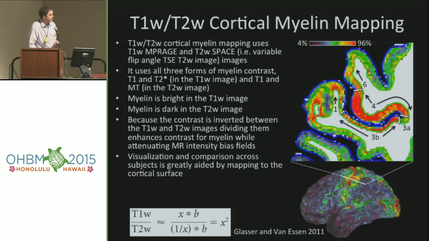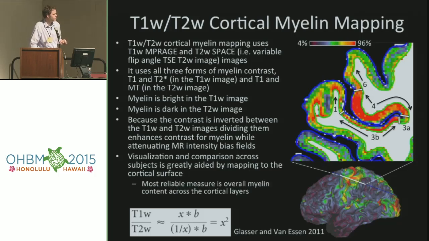So we can really improve our ability to analyze this across subjects and visualize it if we map the pattern in the volume onto each individual's cortical surface. Basically, this white line here is where the volume slice intersects with the surface. And generally we're mapping the average myelin content across the cortical layers.